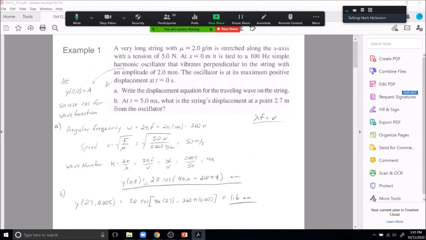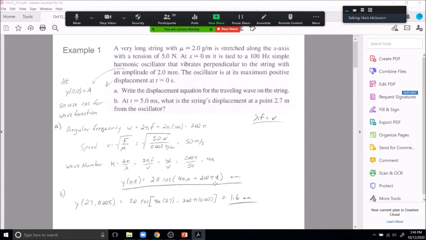So we can start putting this together here. 2.0 times cosine of 4 pi x minus, and that's omega, but omega is 2 pi f, so that's 200 pi t, and that's it. That's our equation. That would explain what the value of the displacement of the wave is in any position in time. Great.